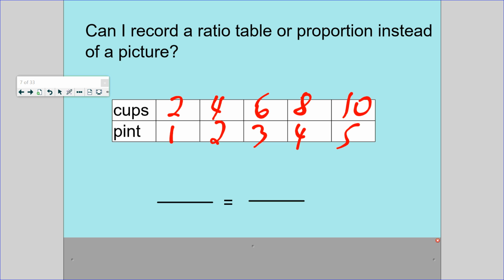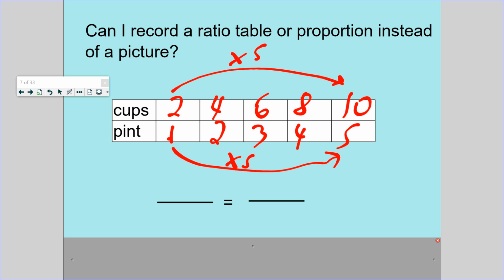Could I solve this using a proportion? In here, this is a good table. What's the relationship between 1 pint and 5 pints? Times 5. Maybe you see an up and down relationship. I do. How do you turn 1 pint into 2 cups? Times 2. So 5 pints times 2 is 10.